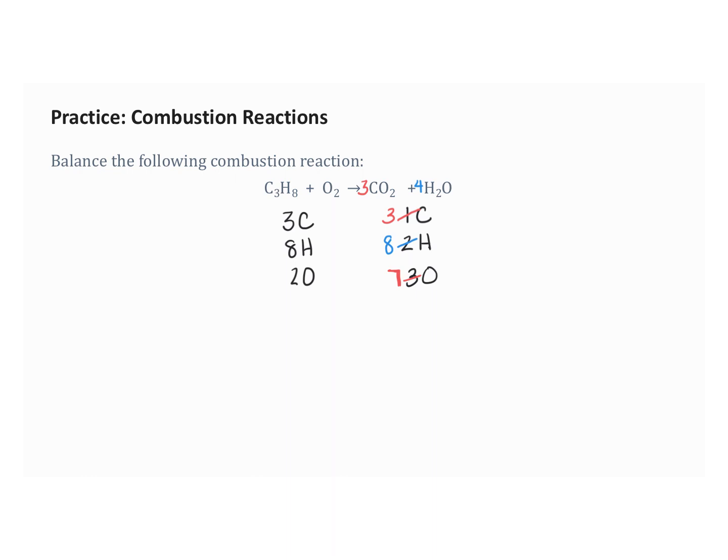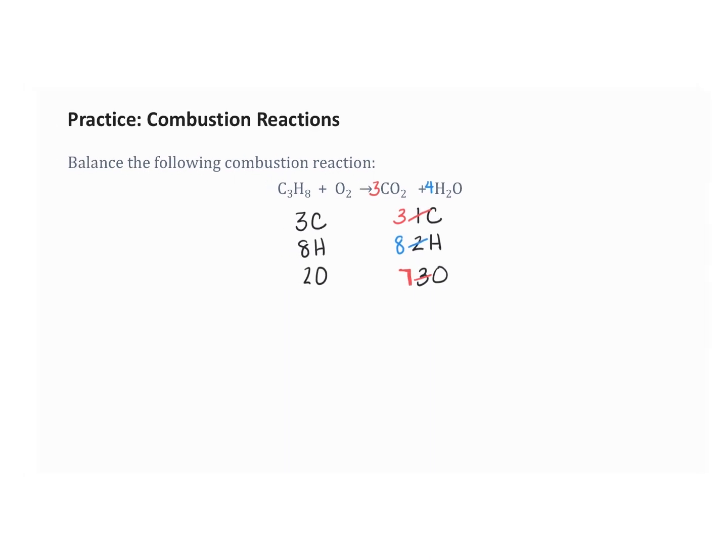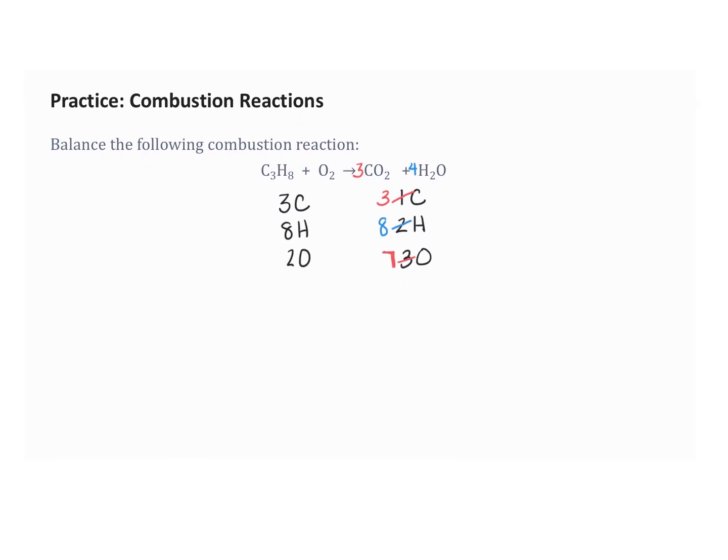And so now let's deal with oxygen. 3 times 2 is 6. And so when I'm looking at that, I'm saying 3 times 2 is 6, plus 4 is 10. And so if I come over here to oxygen and say, great, there are 5 O2. Now I have 10, and you can see that it's balanced.